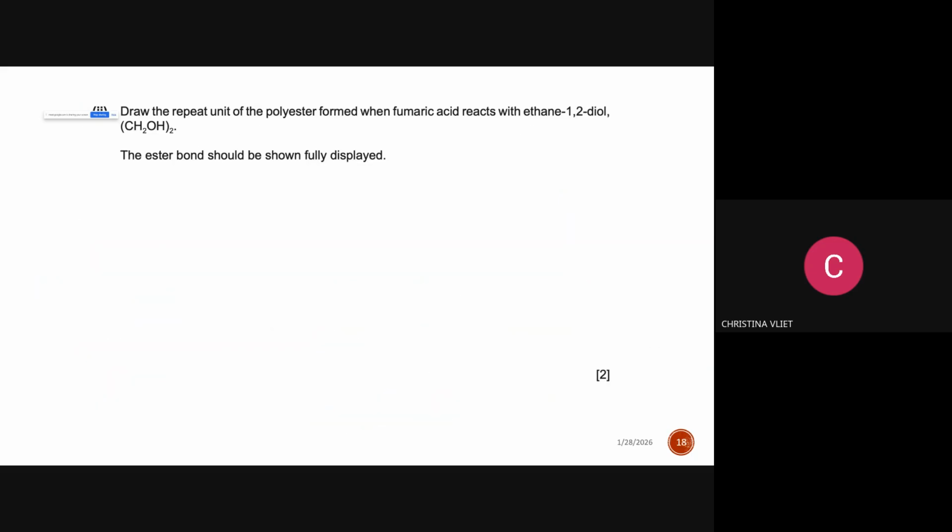So we're going to go on to repeat unit for polyester. I already tried to write a 5-bond carbon on this one. Yeah, me too. I caught it, but you know. I'm glad you caught it.